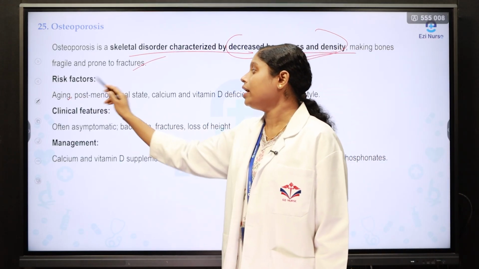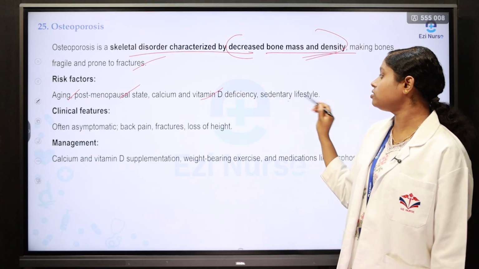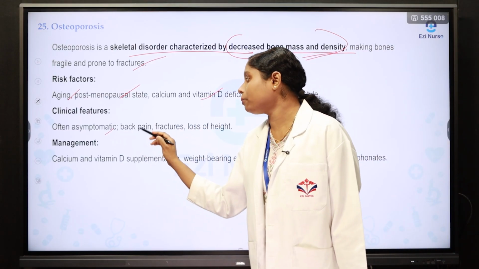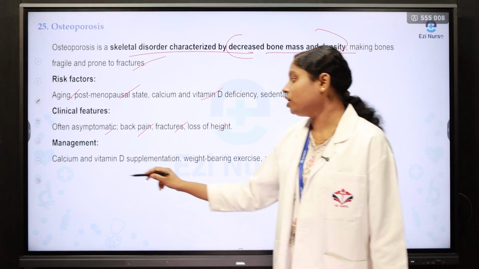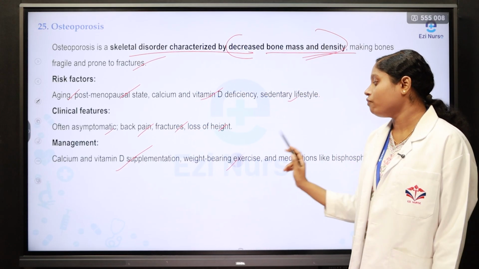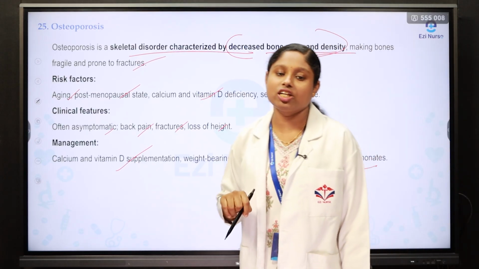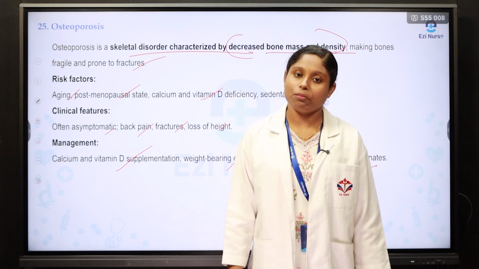So what are the risk factors? Aging, postmenopausal stage, calcium and vitamin D deficiency, sedentary lifestyle. What will be the clinical features? Often asymptomatic, back pain, fractures and loss of height. Management: calcium and vitamin D supplementation, weight bearing exercises, and medications like bisphosphonates. So these are the management of osteoporosis.